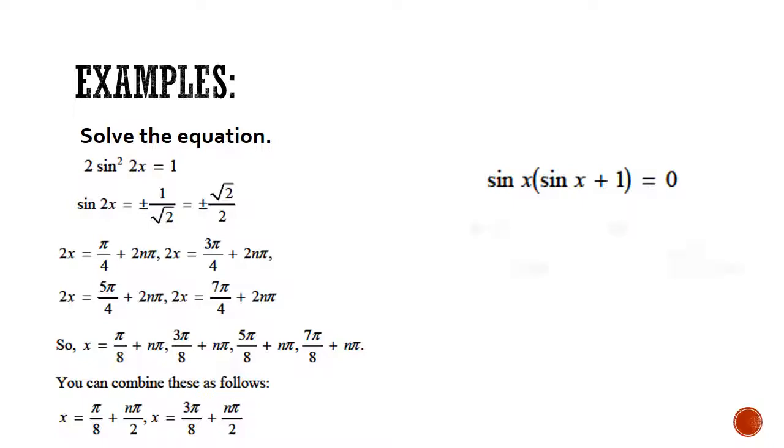On this one, just sine equals 0 or sine equals -1. Sine is 0 at multiples of pi. So at 0, 1 pi, 2 pi, 3 pi. So it's just n pi. It's -1 at 3 pi over 2 plus 2 pi n.